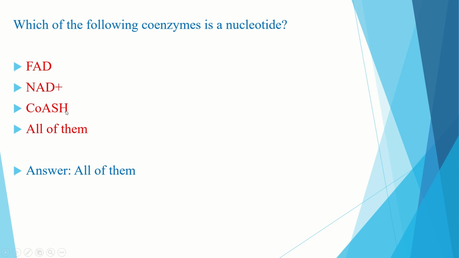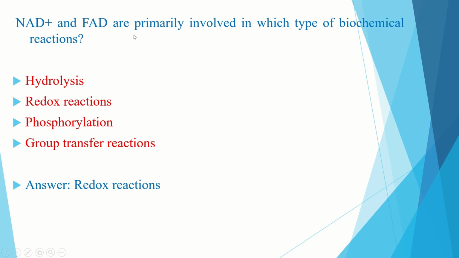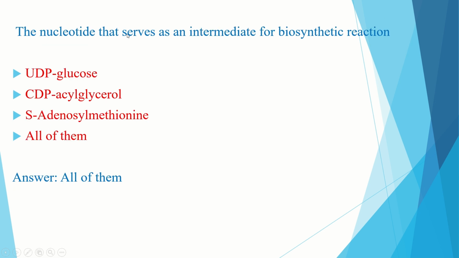FAD, NAD+, coenzyme A, all of them. The answer is all of them. NAD+ and FAD are primarily involved in which type of biochemical reactions? Hydrolysis, redox reactions, phosphorylation, group transfer reactions. Answer is redox reactions. The nucleotide that serves as an intermediate for biosynthetic reaction.